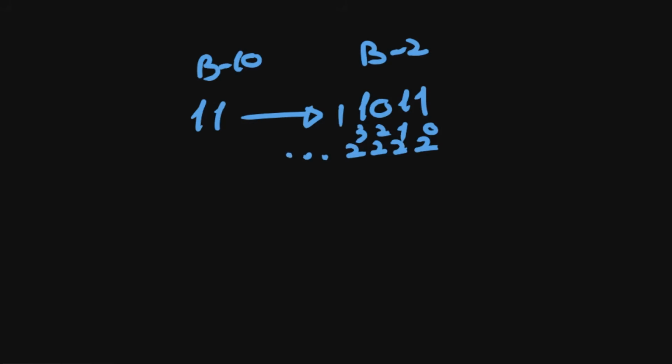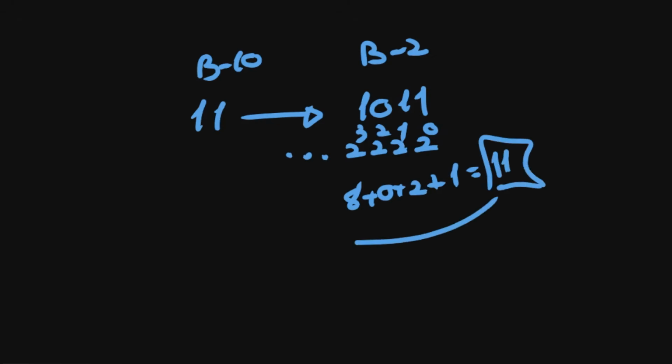So we need 1 times 2 to the power of 3, meaning 8, plus 0 times 2 to the power of 2, plus 1 times 2 to the power of 1, meaning 2, plus 1 times 2 to the power of 0, meaning 1. 8 plus 0 plus 2 plus 1 is 11. That's how we get the base 10 representation of the current number.